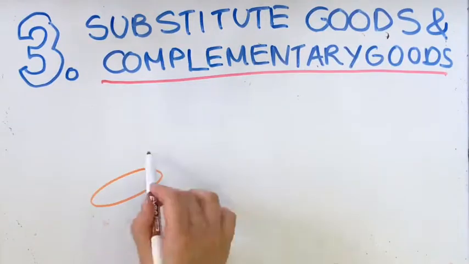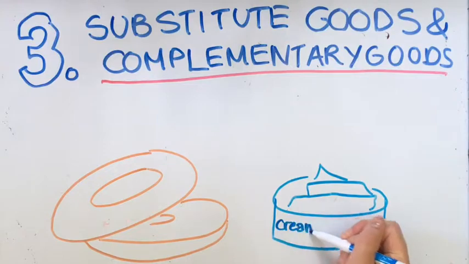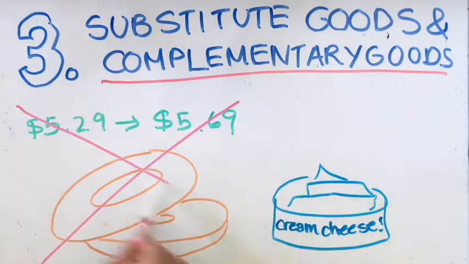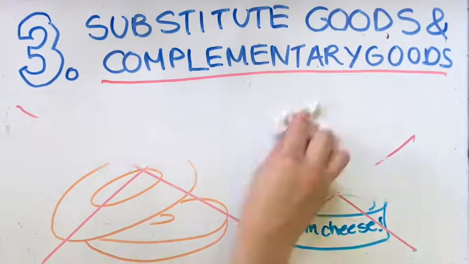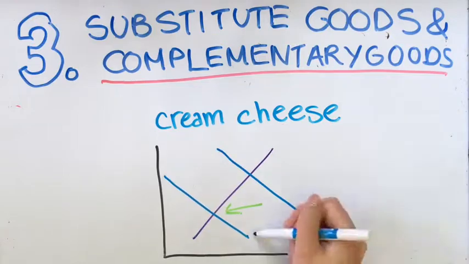While complementary goods are goods like bagels and cream cheese, goods that are consumed together, both of these related goods can affect the demand curve. To illustrate, if bagel prices increase, people are most likely to buy less cream cheese as well, shifting demand of the cream cheese left.